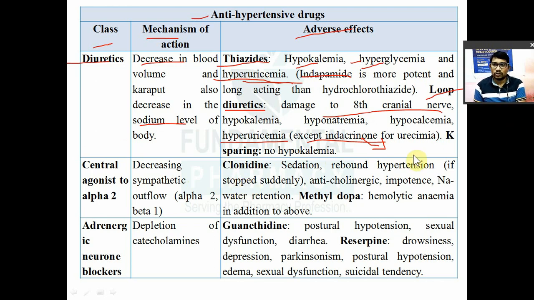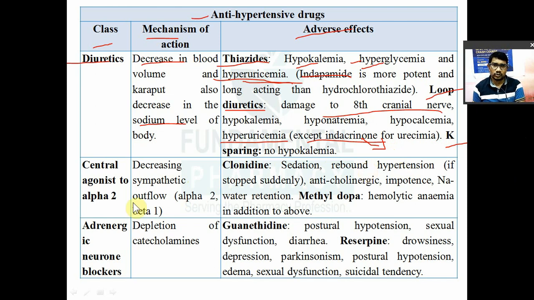Next comes the potassium sparing diuretic. So potassium sparing means what? They will spare potassium. They will not let the potassium be excreted. So that's why potassium sparing diuretics. They are useful when hypokalemia is undesired.